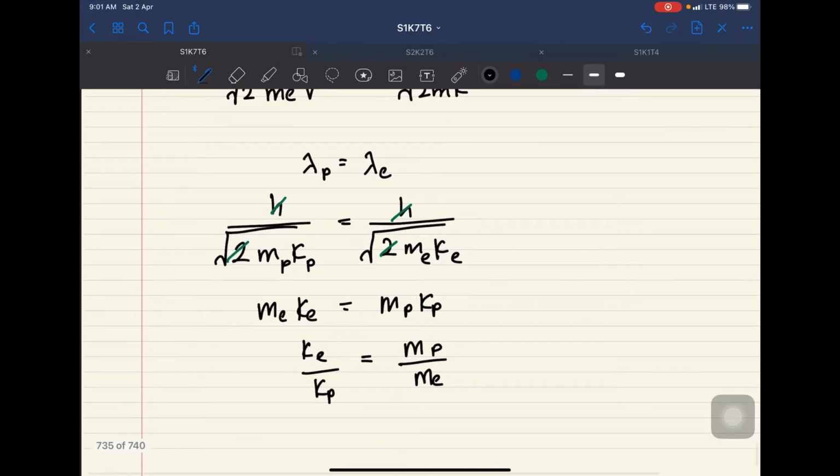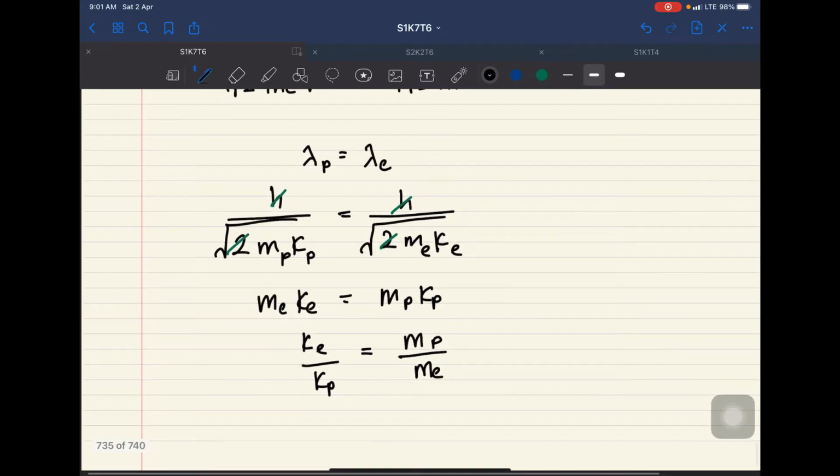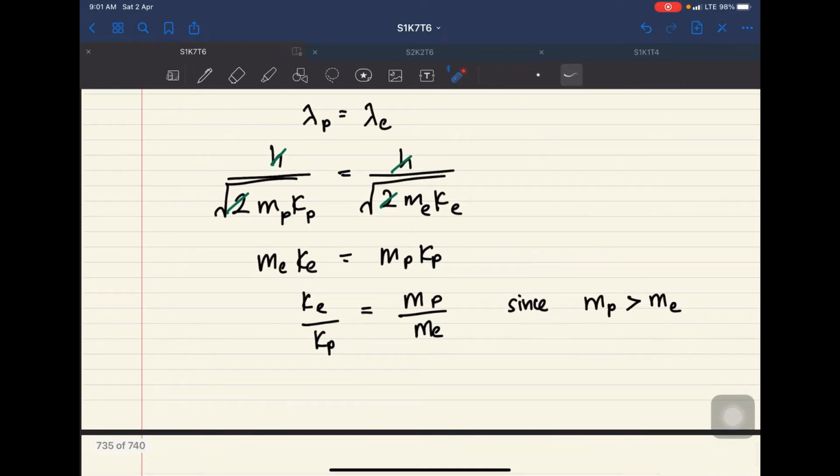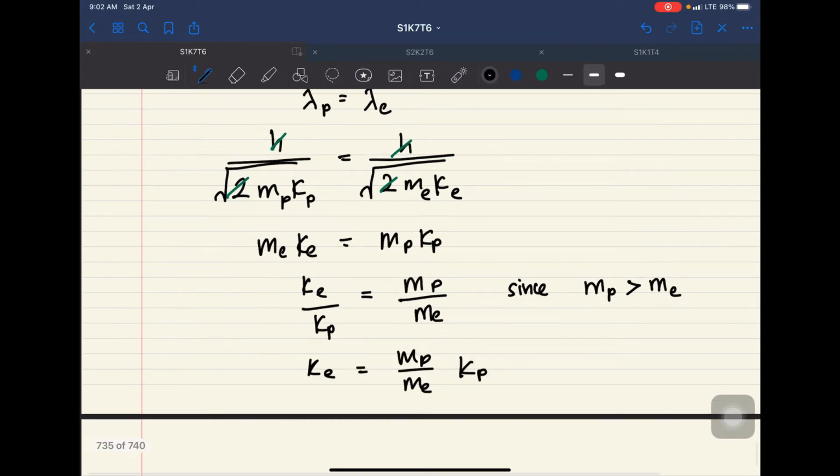And then you know for a fact that since mass of proton is bigger than mass of electron, so you expect that this one is bigger than 1. Okay, so if that one is bigger than 1, that means the kinetic energy for this one, Ke, is bigger than Kp.